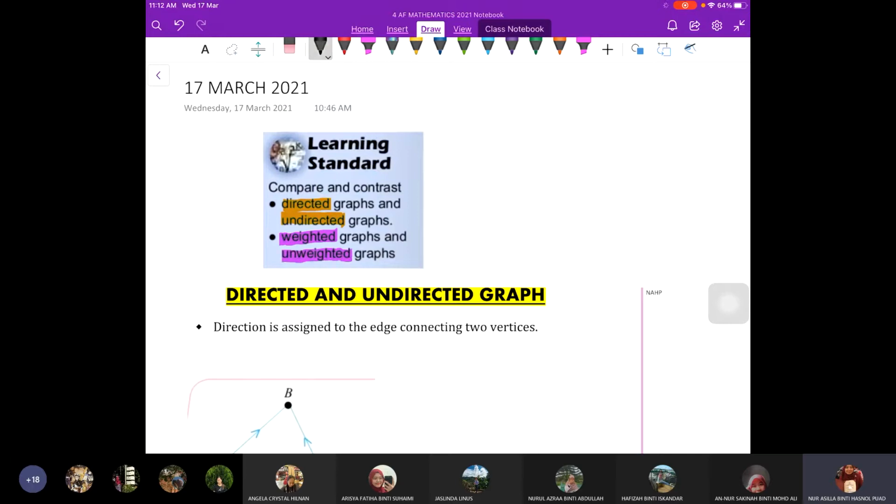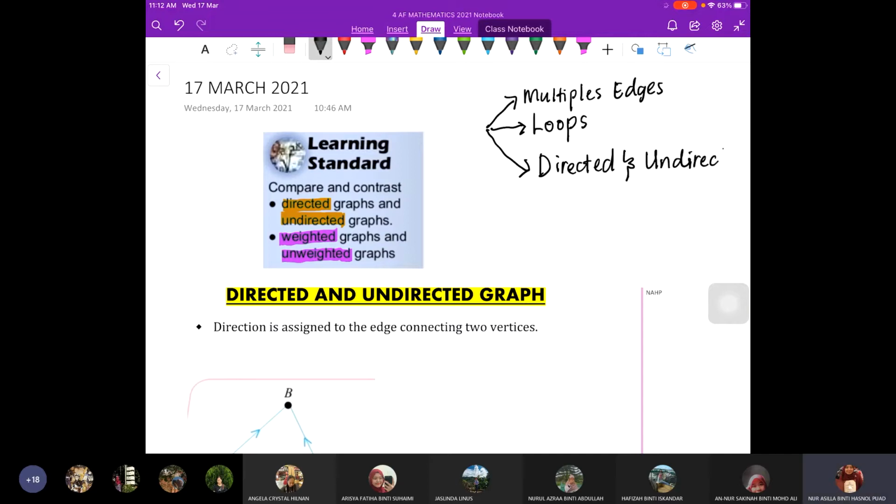Okay, so far we have learned about multiple edges and then also loops. Okay, and then ketiga you will know about two types of graph which is directed and undirected. Okay, and the third one is weighted, unweighted.